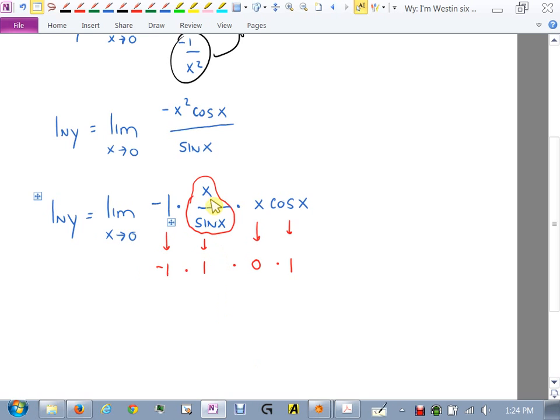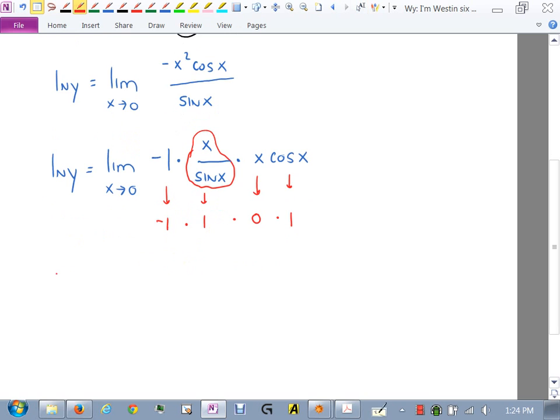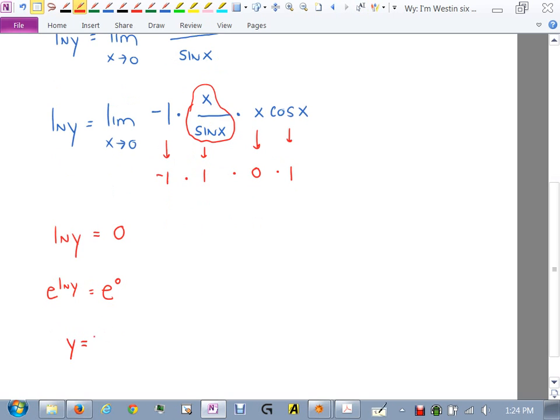You could have also just done L'Hopital on just this piece. L'Hopital, 0 over 0. You get 1 over cosine x, and then that's also 1. So in any event, we are at this point, natural log y equals 0. And we are trying to figure out what y is, not natural log y. So we have to do what on both sides here? E, right? So e to the natural log y equals e to the 0. What's e to the 0? 1. So our answer was 1. The limit is 1.